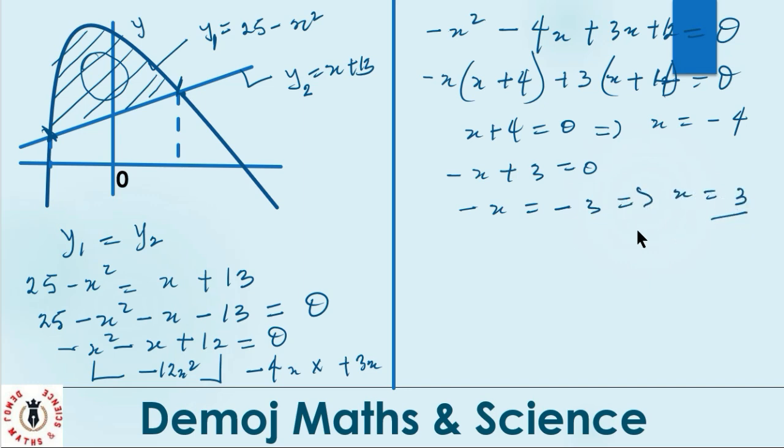That means both the curve and the straight line intersect at minus 4 and 3. I can tag this point minus 4 and I can tag this point 3.